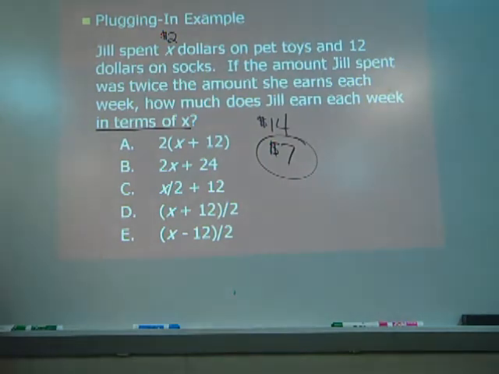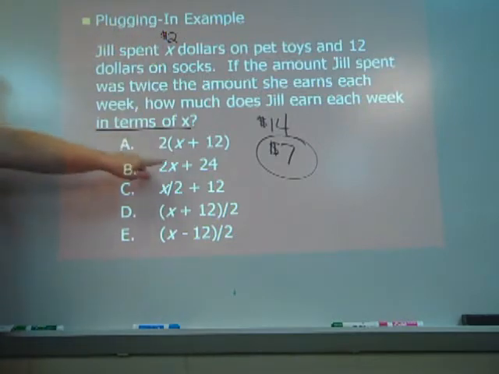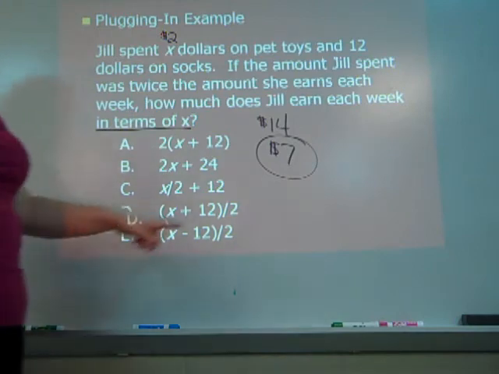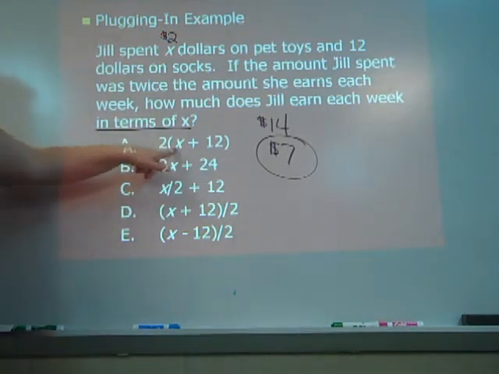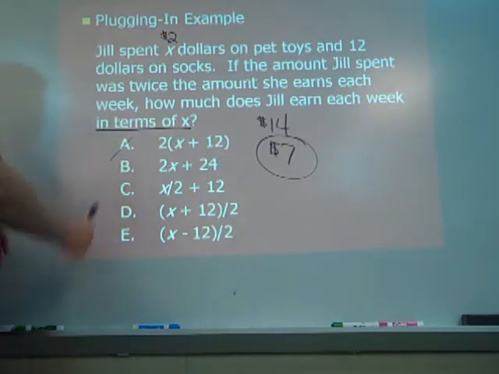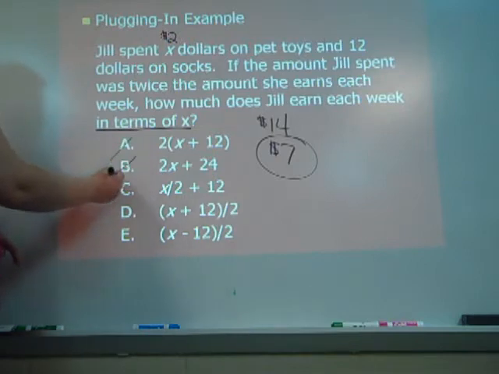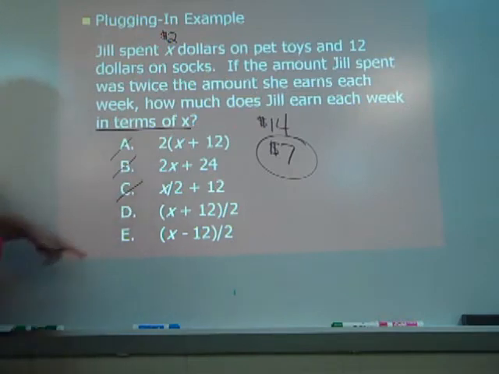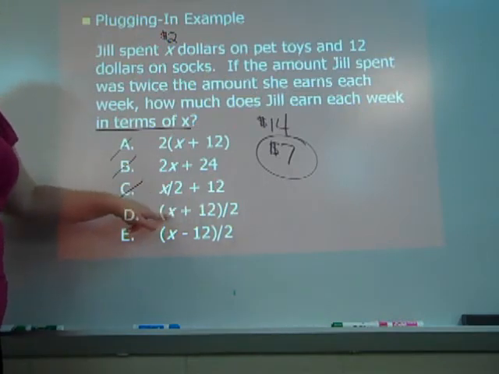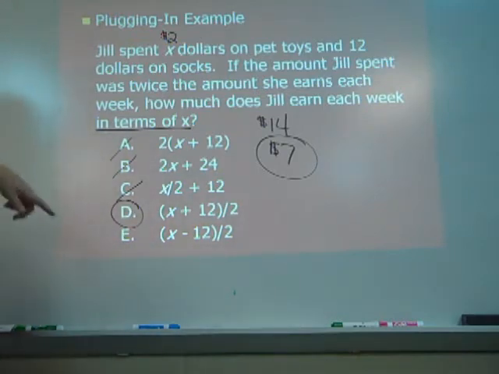How much does Jill earn each week? Okay, so we just said she earns $7 each week. So now what you do is you take the number that we chose for X, which is 2, and you plug it into all of the answer choices until you find the one that gives you 7. So if I plug in 2 here, 2 plus 12 is 14, times 2, that's not 7. 2 times 2 is 4, plus 24, that's not 7. 2 divided by 2, that's 1, plus 12, that's not 7. 2 plus 12, that's 14, divided by 2, that's 7. So the answer choice that you would pick would be D.